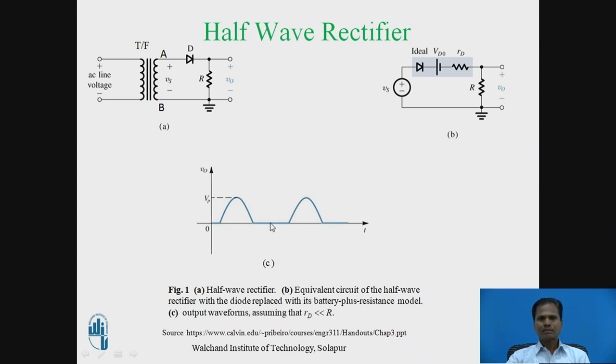So the figure B shows the equivalent circuit for half-wave rectifier with ideal diode, voltage drop across conducting diode, and forward resistance of a diode.